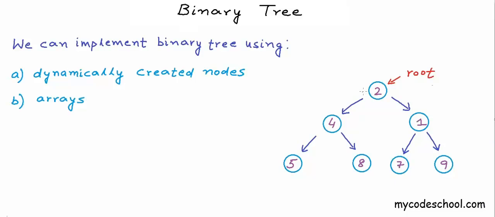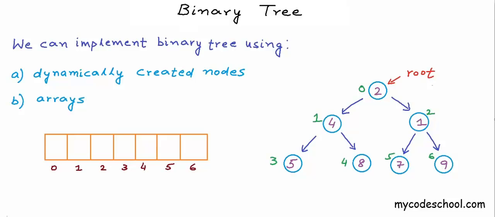What we can do is we can number these nodes from 0 starting at root and going level by level from left to right. So we'll go like 0, 1, 2, 3, 4, 5 and 6. Now I can create an array of 7 integers, and these numbers can be used as indices for these nodes. So at 0th position I'll fill 2, at 1st position I'll fill 4, at 2nd position we'll have 1, and I'll go on like this.